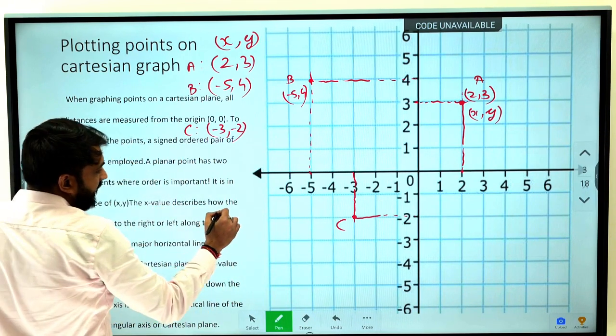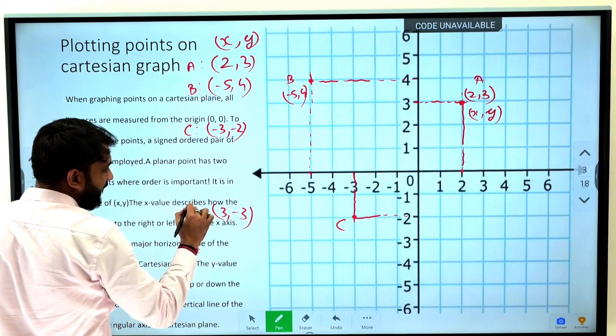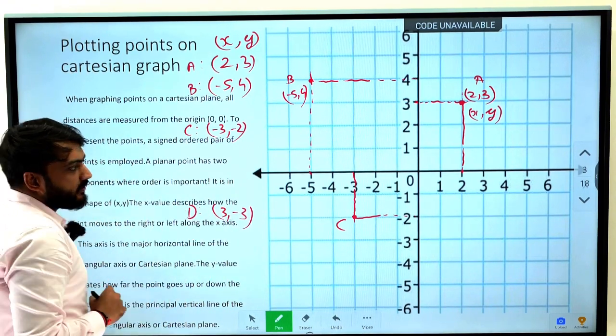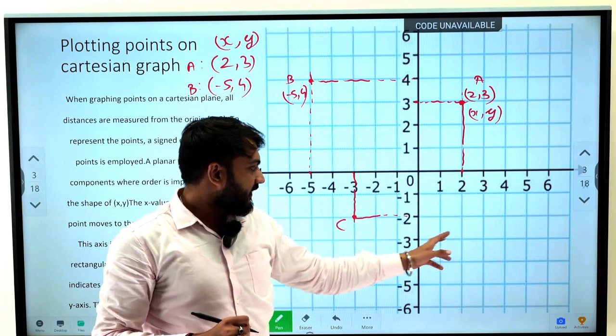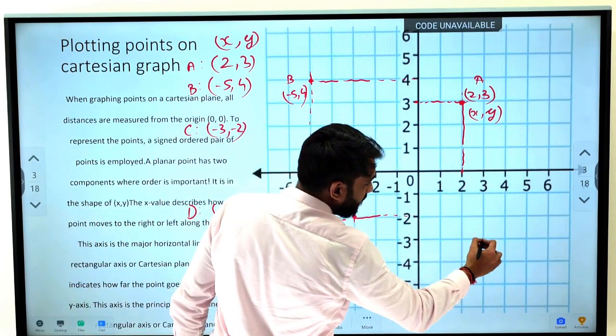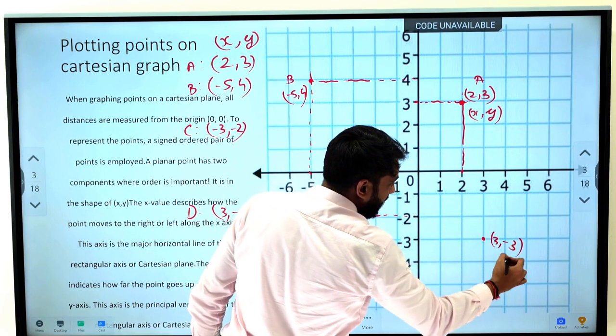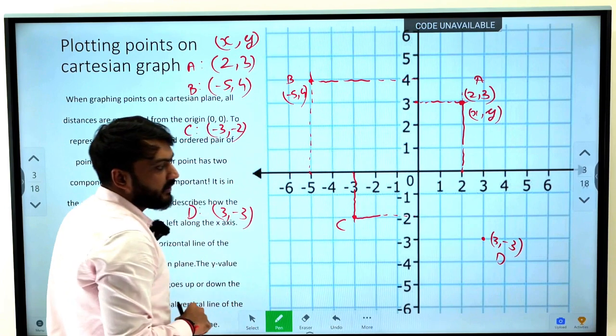For example, if I take 3 comma minus 3, let it be point B. Right? So I can just look on my x-axis, this is where 3 is. On my y-axis, this is where negative 3 is. And this is where these two will meet. So this could be 3 comma negative 3 or point D.